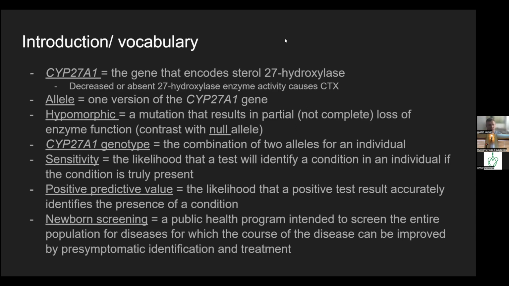Another term is genotype. So genotype is the combination of your two alleles. Your genotype is allele 1 plus allele 2, and that particular genotype conveys a certain amount of residual enzyme activity in the sterol 27 hydroxylase enzyme.